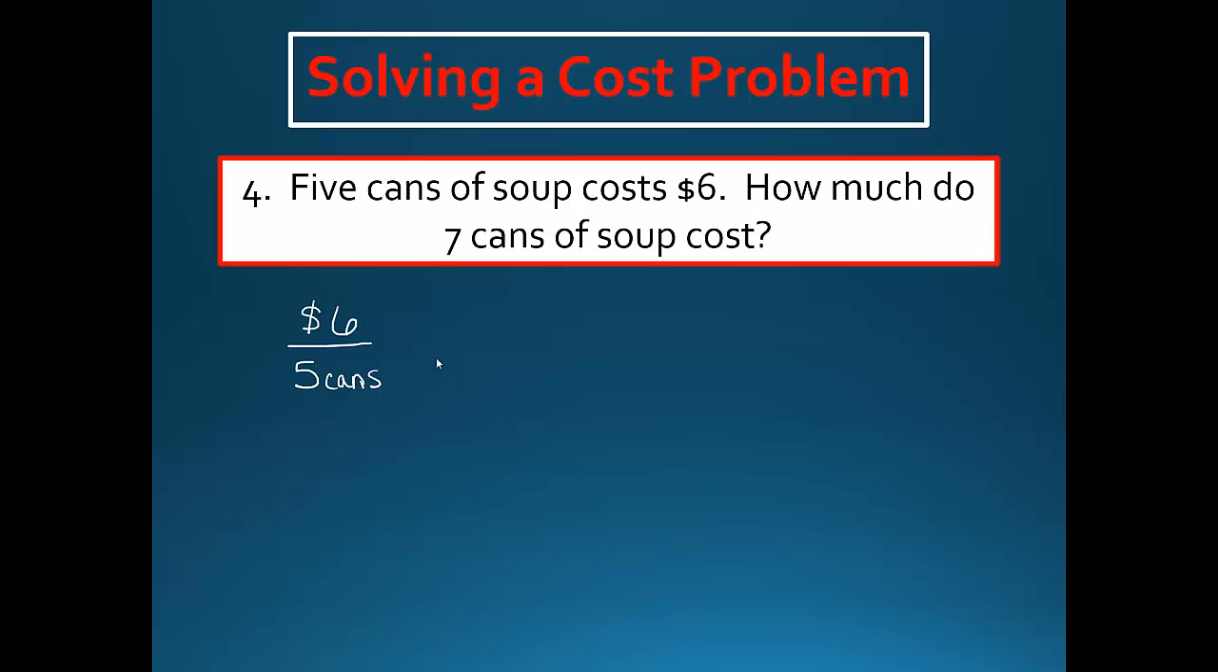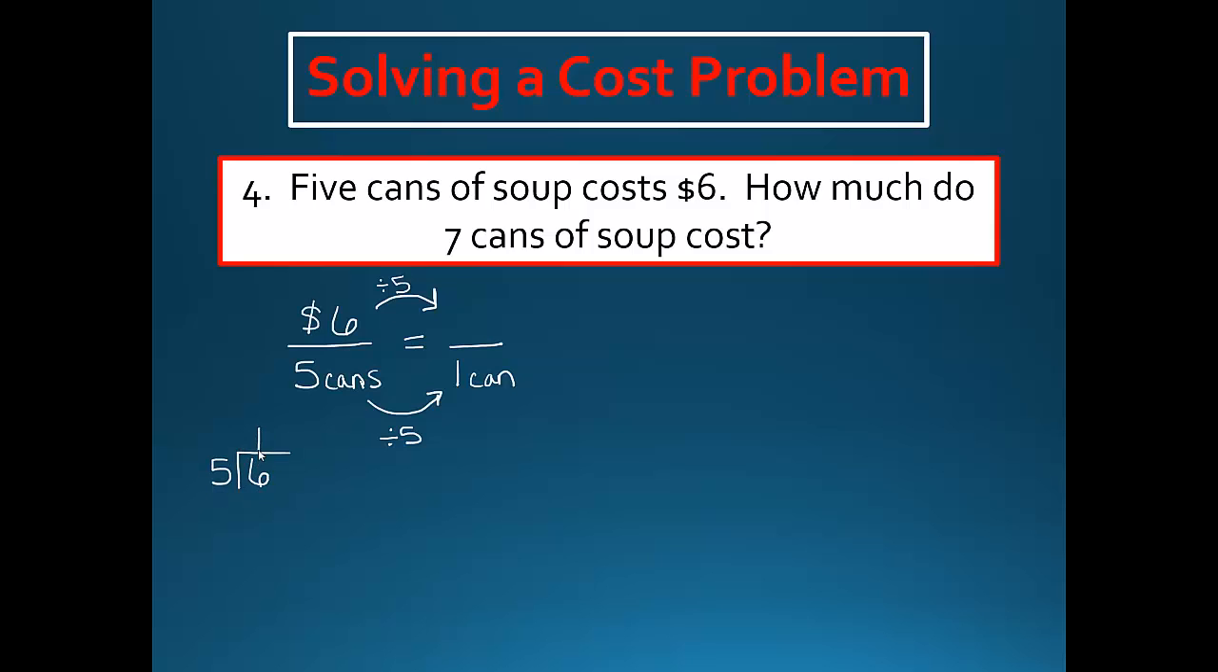We want to know how much it costs per can. So we can go ahead and do a unit rate. We just want to know 1 can. So we're going to divide by 5 in the denominator, so we go from 5 to 1, so we need to divide by 5 in the numerator. So now we need to do 6 divided by 5.